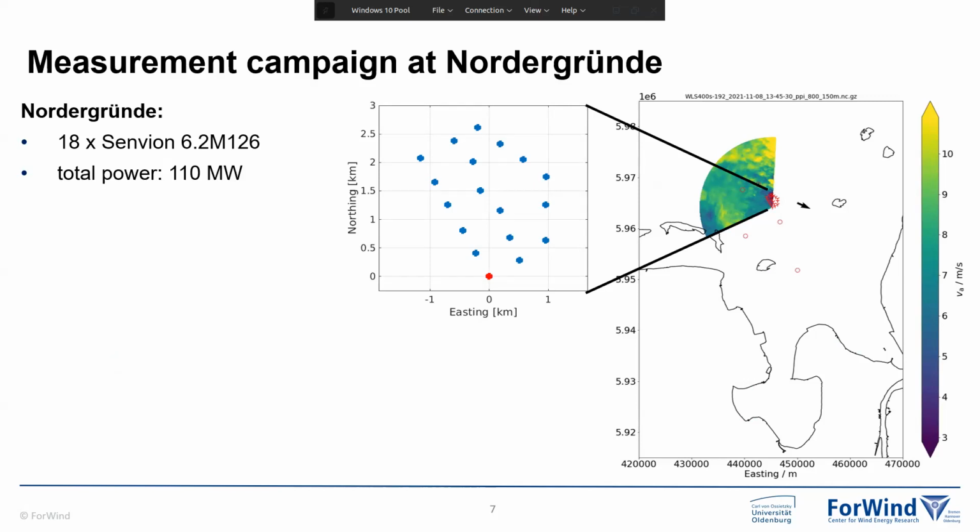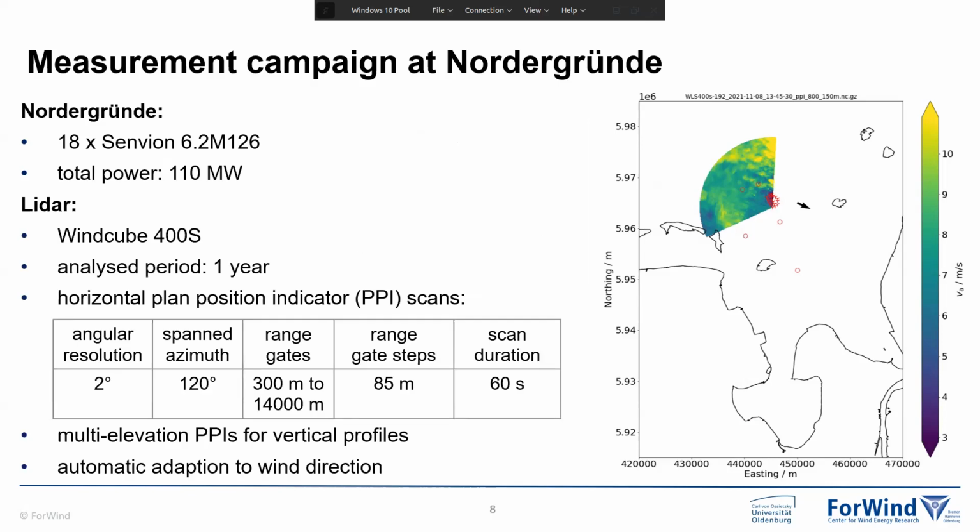For the people who are interested in the LiDAR details, it was a WindCube 400S. For the results I will present on the next slides, we analyzed 1 year of measurements. As I said in the beginning, we used plan position indicator scans, measured horizontally, and the range gates went from 300 meters up to 14 kilometers. We had an opening angle of 110 to 120 degrees, and it took us 1 minute to measure these 120 degrees, and we had about 6 seconds to set back to the beginning of the scan.